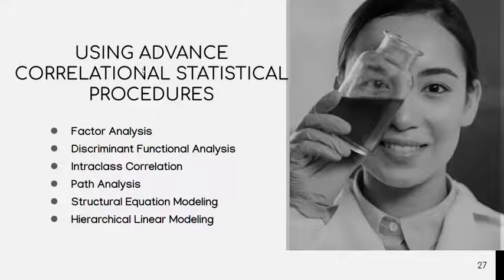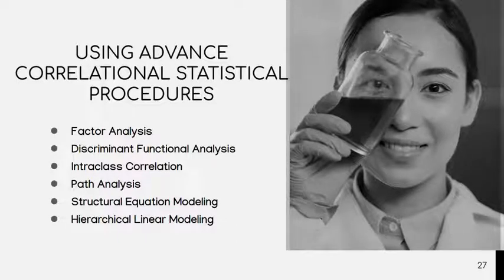Good evening, everyone. My name is Susan, and I will be presenting on the advanced correlation statistical procedures, potential ethical issues, as well as the steps in conducting correlational research. We'll start with the advanced correlational statistical procedures. In this subtopic we have 6 advanced procedures. That includes factor analysis, discriminant function analysis, intraclass correlation, path analysis, structural equation modeling, and hierarchical linear modeling.